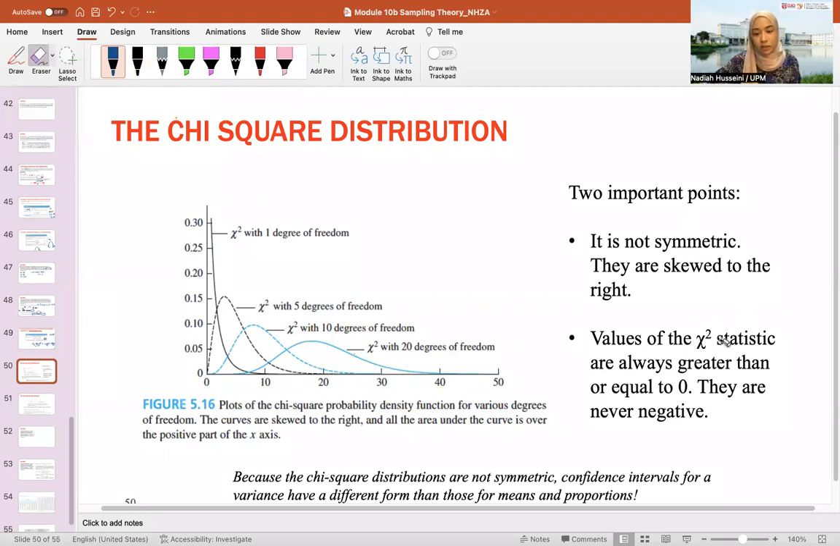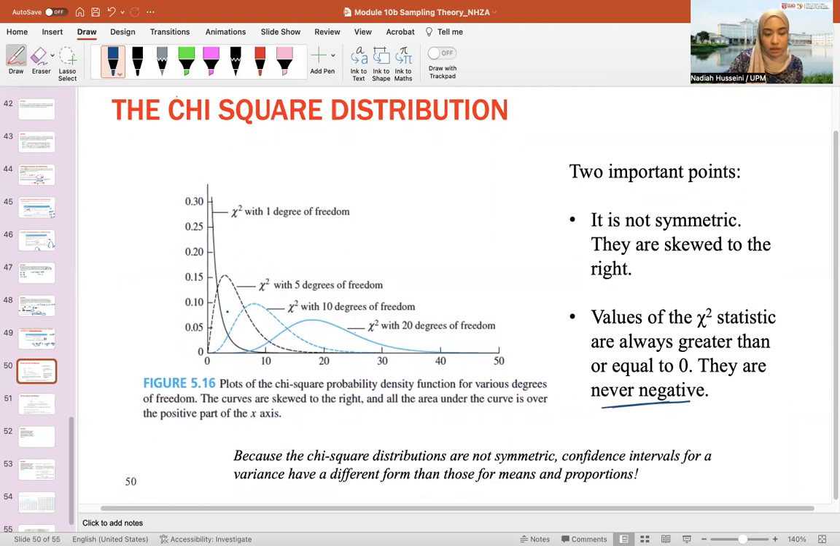The values of the chi-squared statistic are always greater than or equal to 0. Remember, when we were talking about the normal distribution, the textbook said the normal distribution always has an area of 1. But for the chi-square distribution, the value can be equal to 0 or greater than 0. Wait, let me think about that statement. Hold on, I need to confirm that statement. They are never negative. Okay.